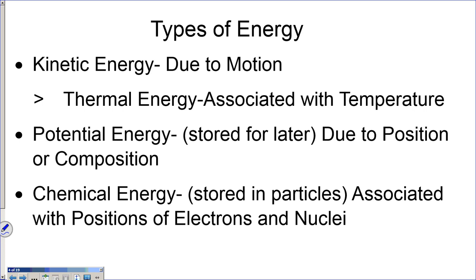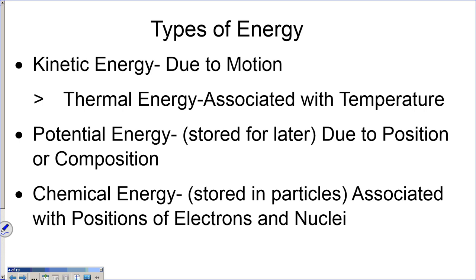Some that you may not be as familiar with are potential energy and chemical energy. Potential energy is energy that is stored for later due to the position of particles or the composition of that substance. So if it has bonds that are breakable, that is potential energy that is currently stored. If we are applying heat to it, it has potential energy to change those reactants.